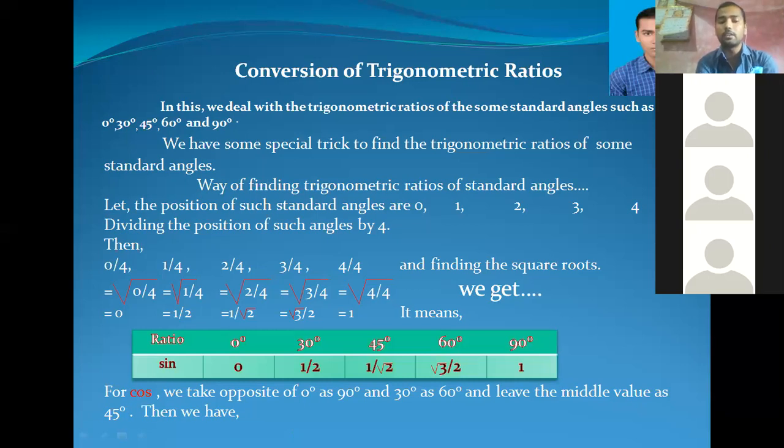For cos we take the opposite of 0 degree. Opposite of 0 degree we consider as 90 degree. So opposite of 0 degree is what? 90 degree. In the same way, opposite of 30 degree is 60. And 45 degree lies between such angles, that's why we leave the middle angle as 45 degree. Okay.